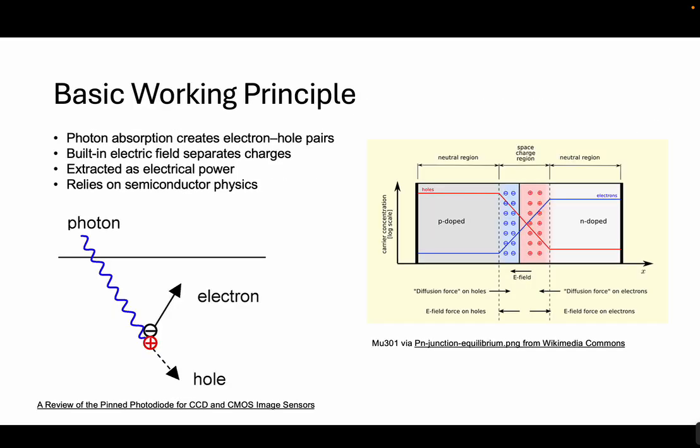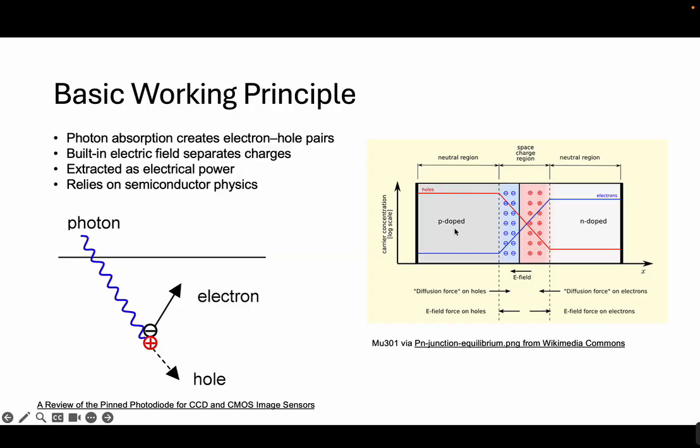At the core, a solar cell operates by absorbing photons with energy above the semiconductor band gap. This generates electron-hole pairs. A built-in electric field at the junction then separates these carriers before they recombine. When an external circuit is connected, the carriers flow, producing usable electric power. All of this is fundamentally governed by semiconductor physics.